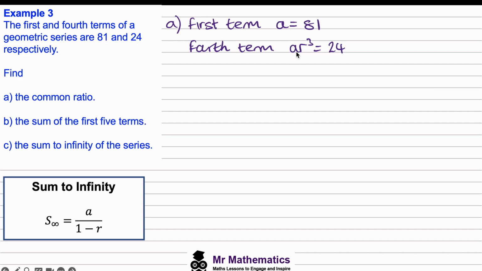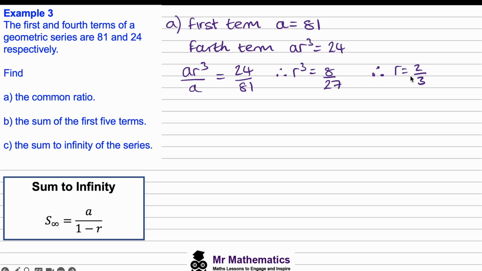And we can do this by dividing the fourth term by the first term. Can you see that the a's will cancel when you divide ar cubed by a? So we're left with r cubed equals 24 over 81. We can simplify this fraction, so we get 8 over 27, and then we can take the cube root of both sides. So our common ratio will be 2/3.